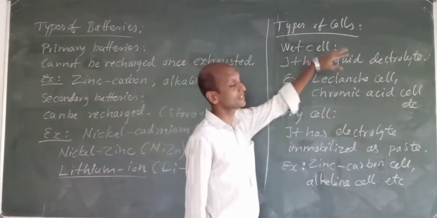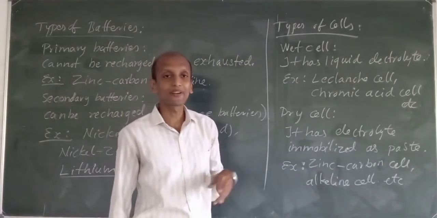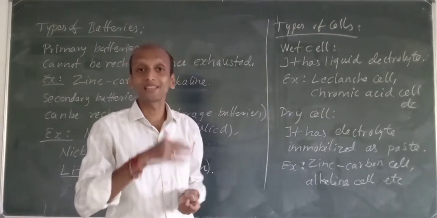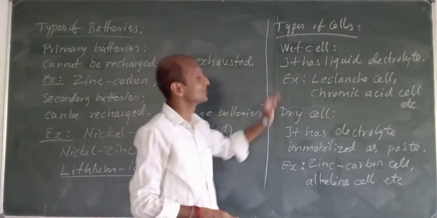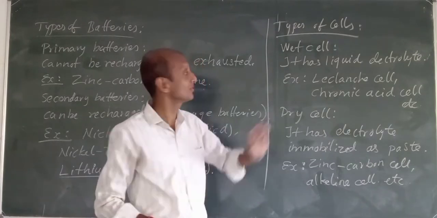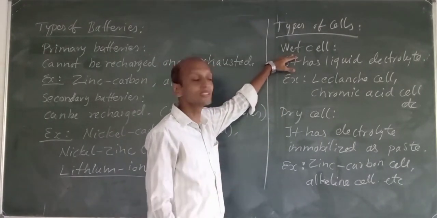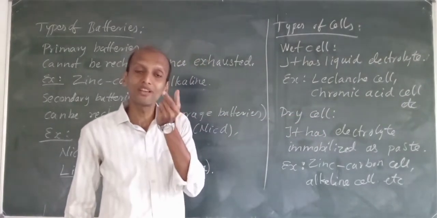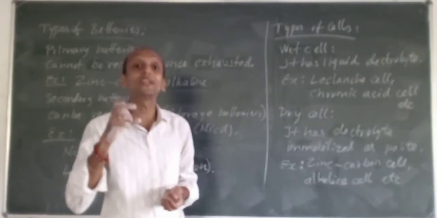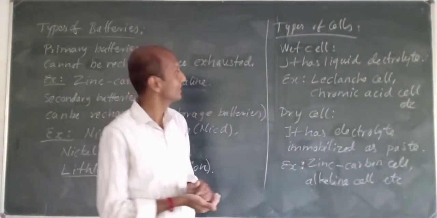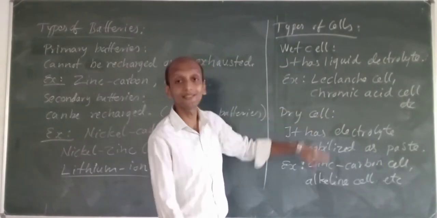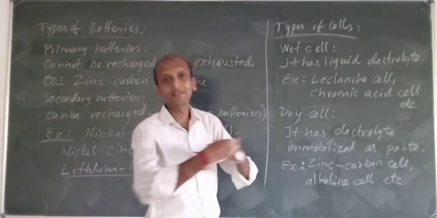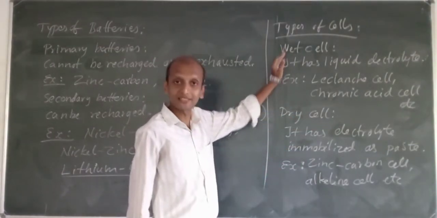Now coming to types of cells. Cells are classified into two categories depending on the electrochemical process happening in that particular battery. Some cells are called wet cells, and some are called dry cells. The electrolyte used in the cell, whether it is in liquid form or in a dry paste form, identifies whether it is a wet cell or a dry cell.